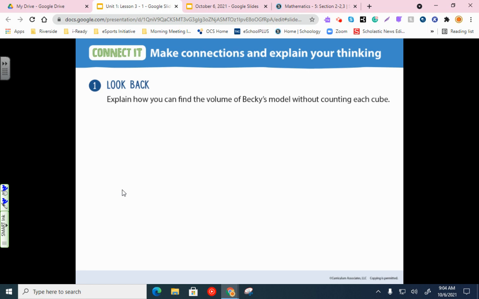The easiest way to do it is to find how many cubes are per layer. So a layer, if you look at that picture, is basically 5 cubes by 2 cubes, and that's 10 cubes. And then you see how many layers are stacked on top of each other in our model, and there's 4 layers.